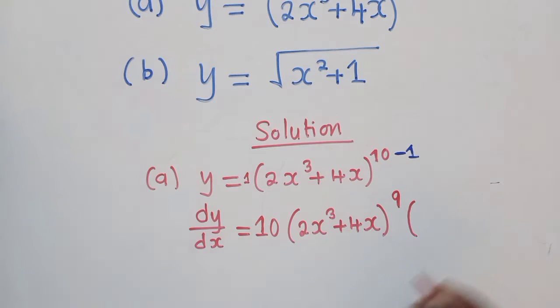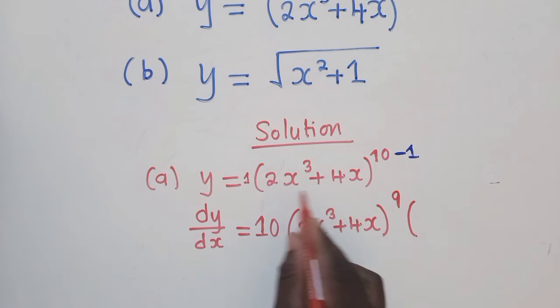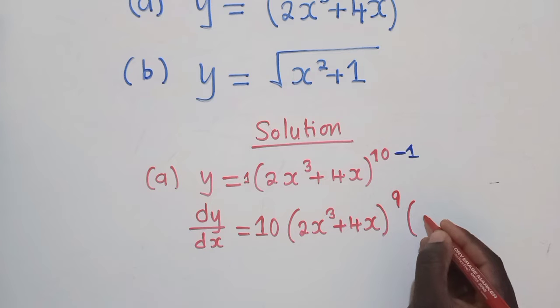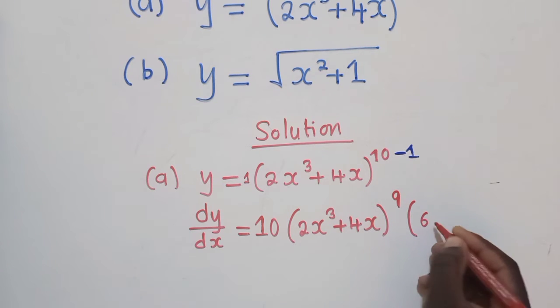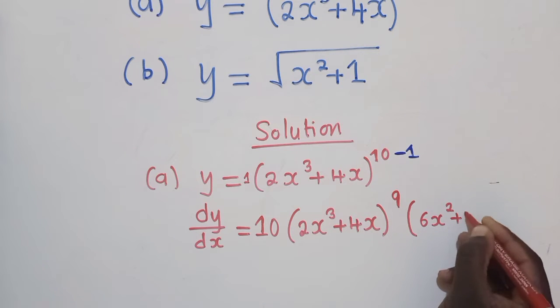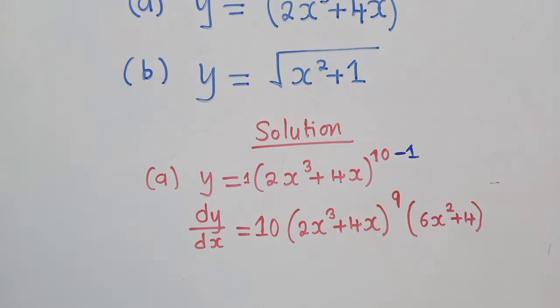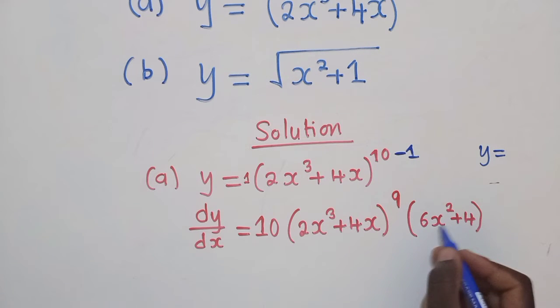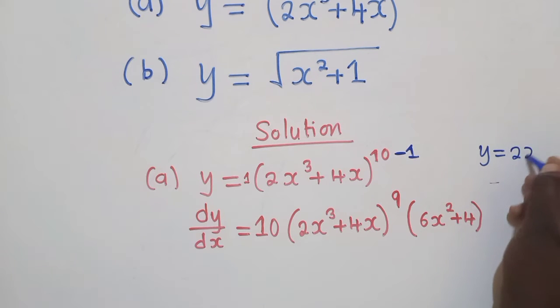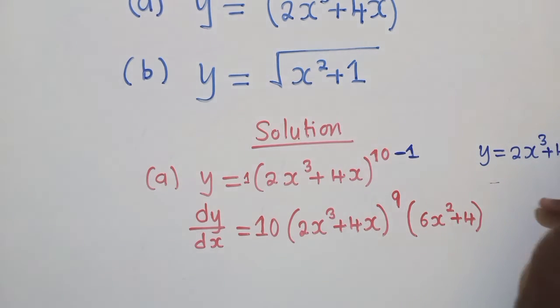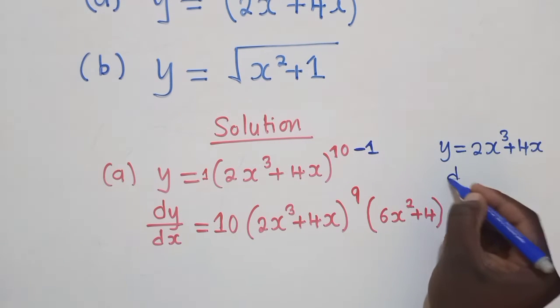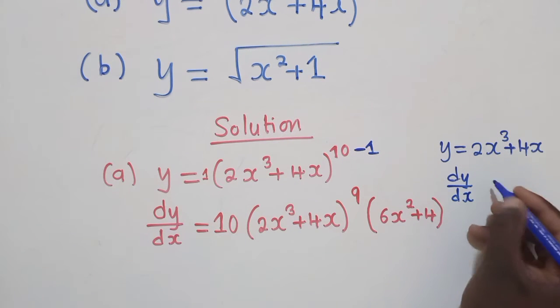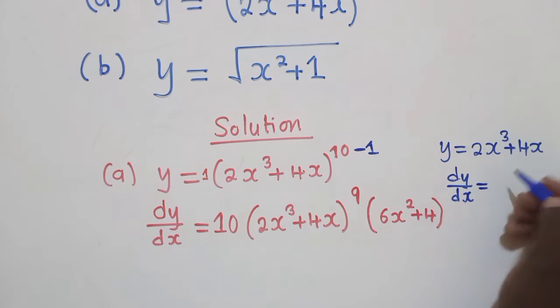From this stage, you open bracket, look at whatever is inside here and find its derivative. This is 6x power 2 plus 4, and then you close. So what have I done here? I just want to show you how I found this. It's equal to 2x power 3 plus 4x. To find the derivative, you say dy/dx is equal to 3 times 2, it's a 6.